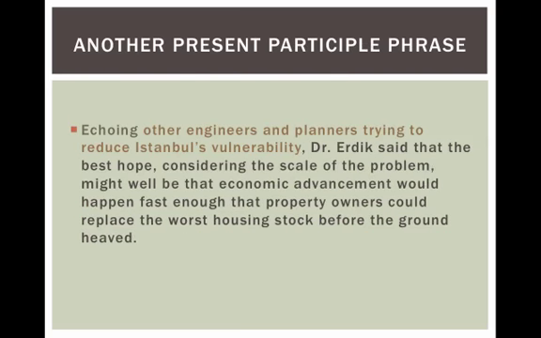Here's another example. Just assume that I found the verbs in the main clause: "said" and "might be." So the participial phrase here is "echoing other engineers and planners trying to reduce Istanbul's vulnerability." And so it follows the same form. What we're doing here is really not that complicated. You're looking at the beginning of a clause, a beginning of a sentence, and you're locating the commas. Of course, as I said in the previous lecture, the commas are always going to tell you where things begin and end.